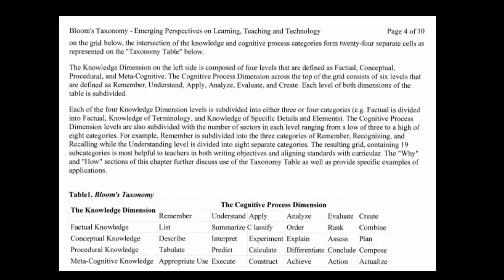The knowledge dimension on the left side is composed of four levels that are defined: factual, conceptual, procedural, and metacognitive. The cognitive process dimension across the top of the grid consists of six levels that are defined as remember, understand, apply, analyze, evaluate, create. Each level of both dimensions of the table is subdivided.